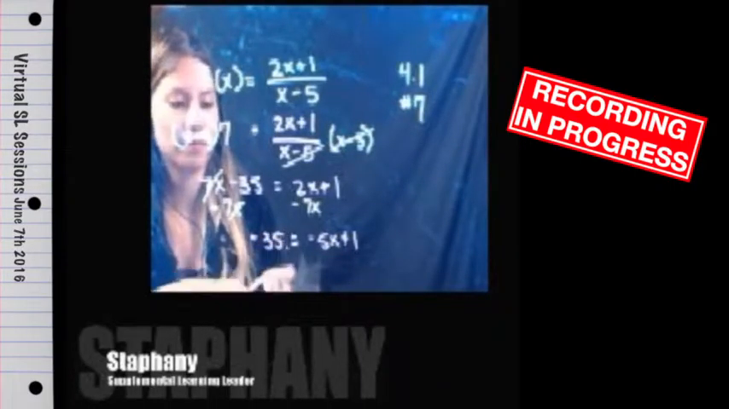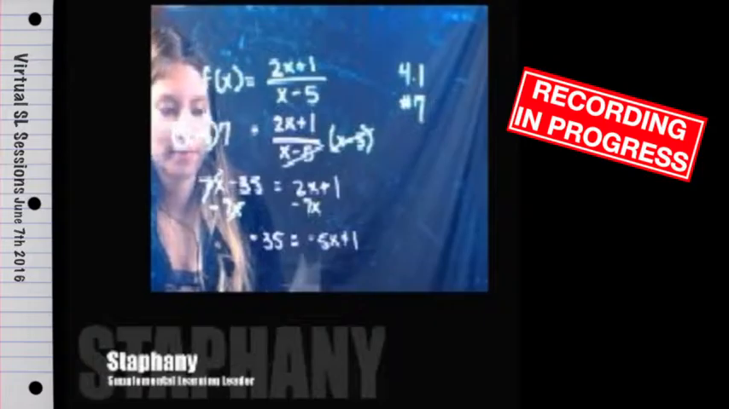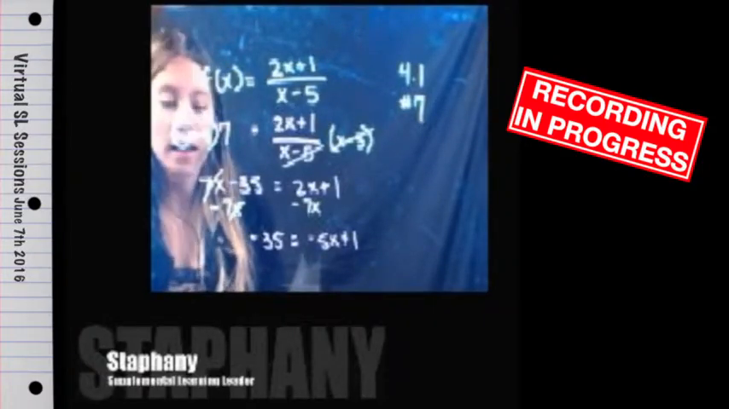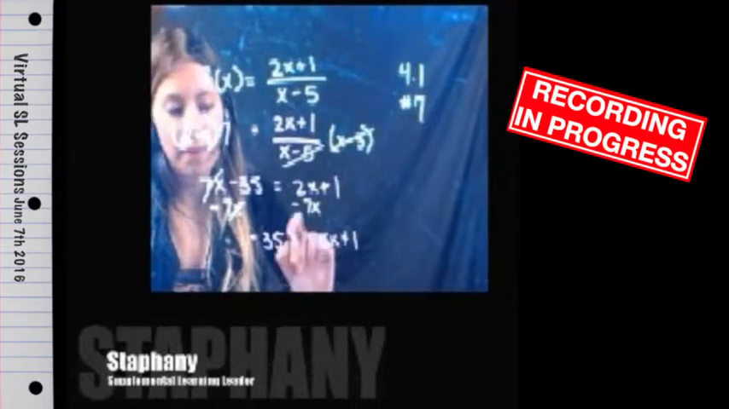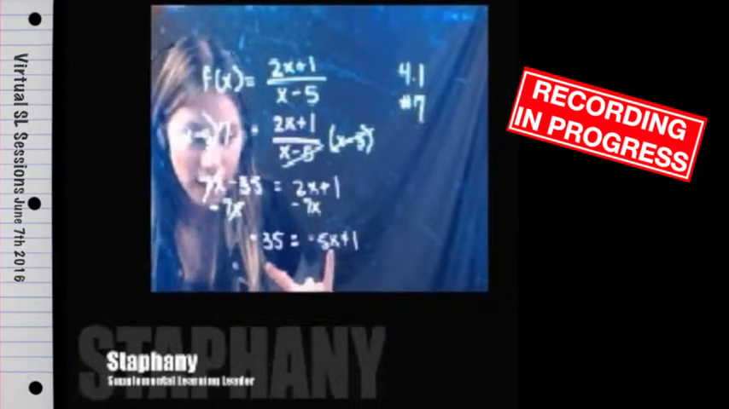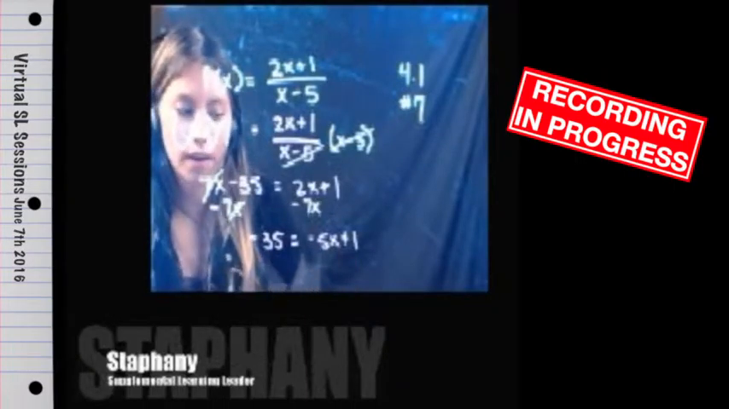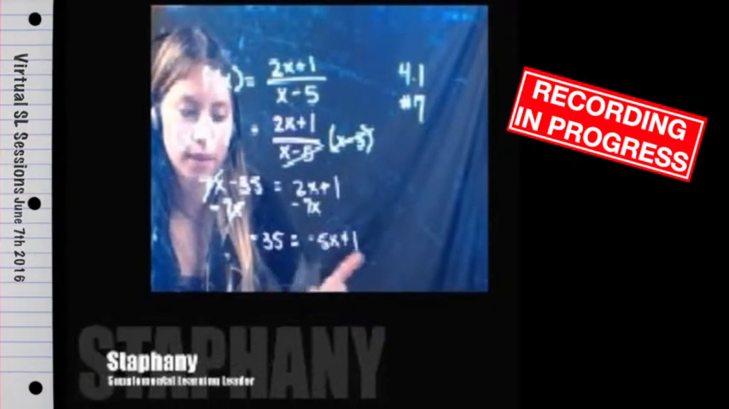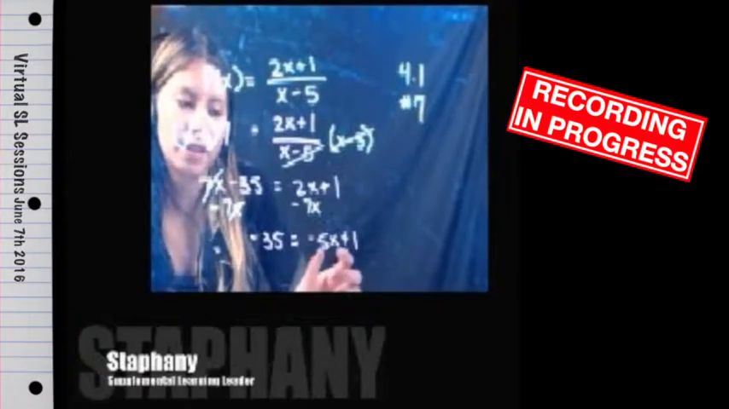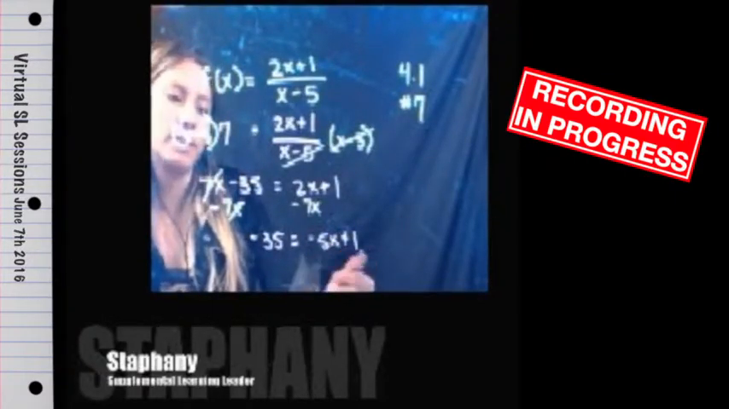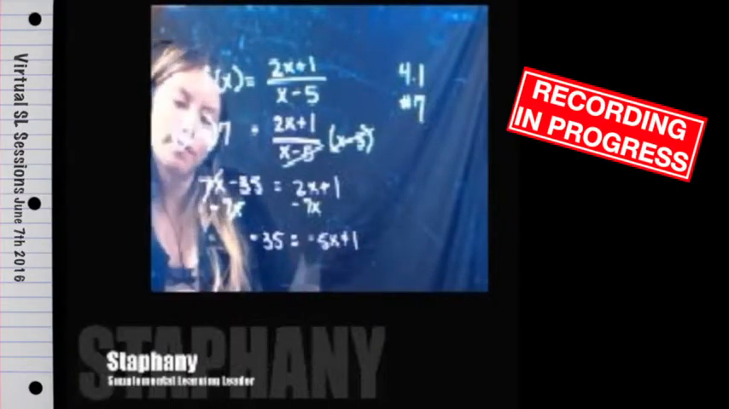Then would I add the 35 to both sides? You can, but you see how you're really close to just having that negative 5x isolated? You could even just move over this 1, subtract 1 from both sides, and then have just the 5x by itself, because we want to have the x by itself. But you see how there's still this 1 left over?